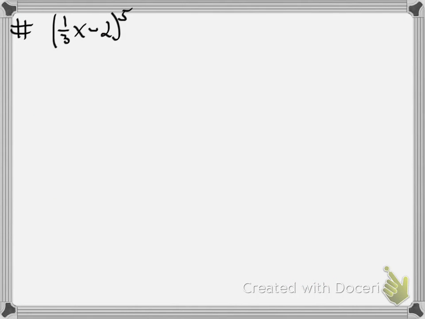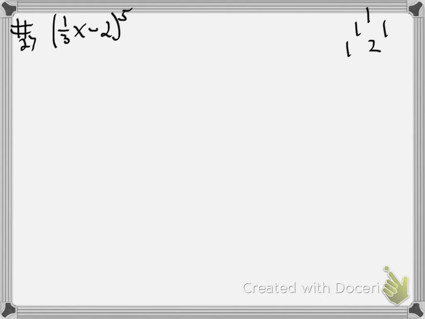Okay, here's number, I forgot to write the number down, it's number 27. Okay, 1/3 x minus 2 all to the 5th power. Now you can go ahead and start multiplying all these 5 sets of parentheses and of binomials and do that. It's going to be quite long and tedious. Or you can use the Pascal's triangle. Pascal's triangle looks like this, and you can continue the pattern.